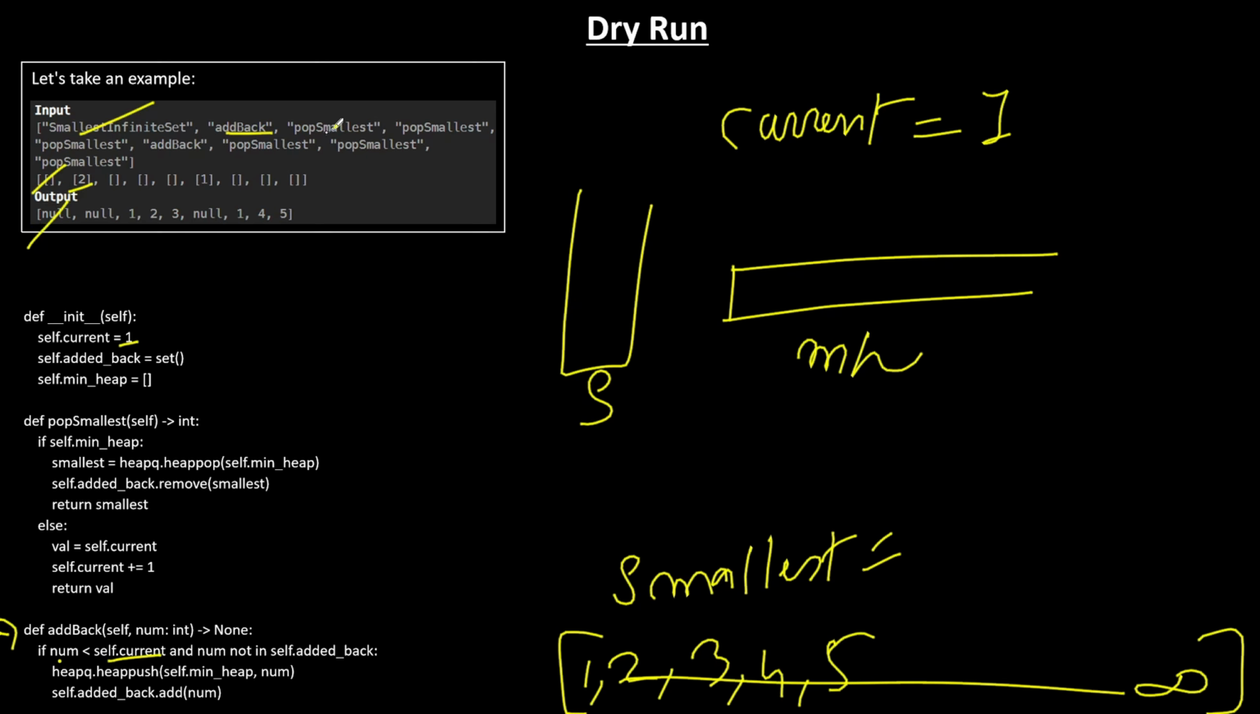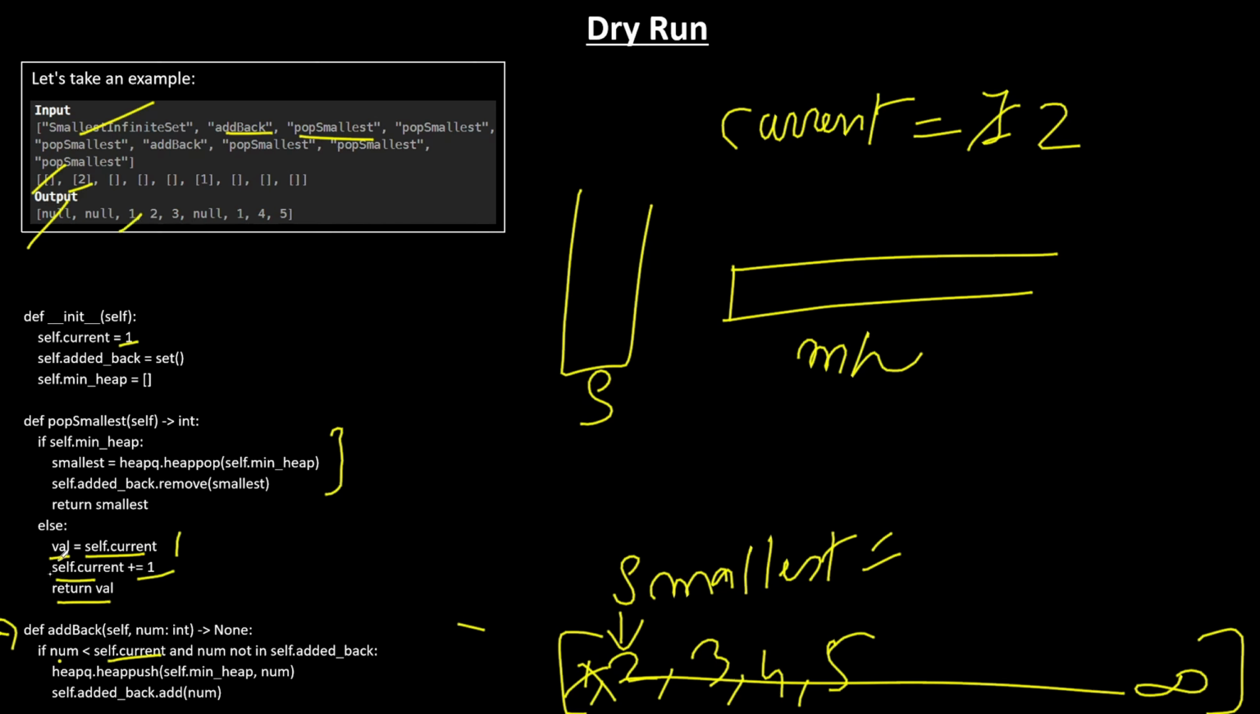Now, pop smallest. What happens? Is self main heap empty? Yes, it is empty, right? So nothing will happen here. Else, val equals self dot current. It's one, right? So what happens? In the val variable here, you will have 1. Then what do you do? You increment the count. So basically, in the infinite set, you are standing here now, and this has been popped. Then you return the val. When you return the val, it returns 1, right? Because in the val, we had 1 here. So that's what it is.